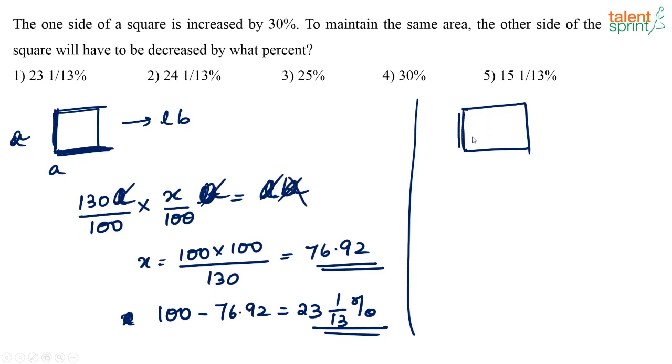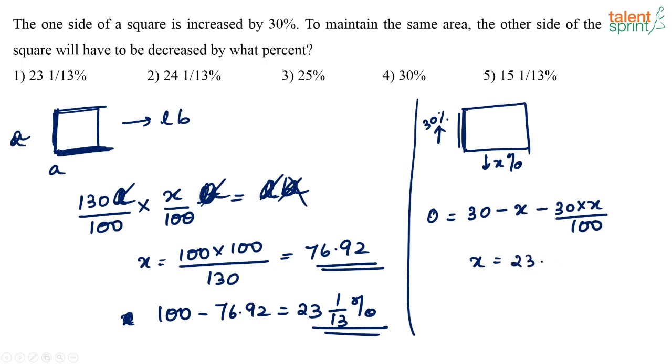Now, if you use the concept of effective percentage, what is happening? One side is increasing by 30%, the other side has to decrease, let us say, by X percentage. When this happens, the net change has to be 0%. So, what do you say? 0 is equal to 30 minus X minus 30 into X by 100. Solve for this, find out the value of X. In both cases, you will get the answer as 23 point some value. You needn't solve it exactly. Based on options, you can take it as 23 1/13 percentage.